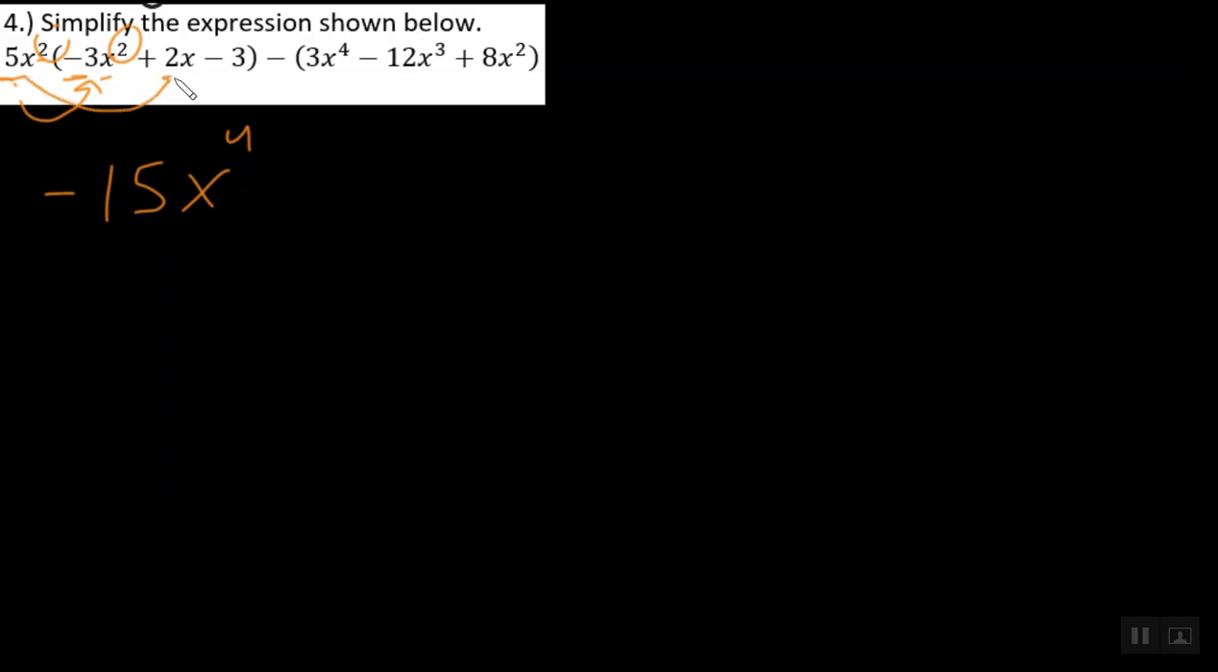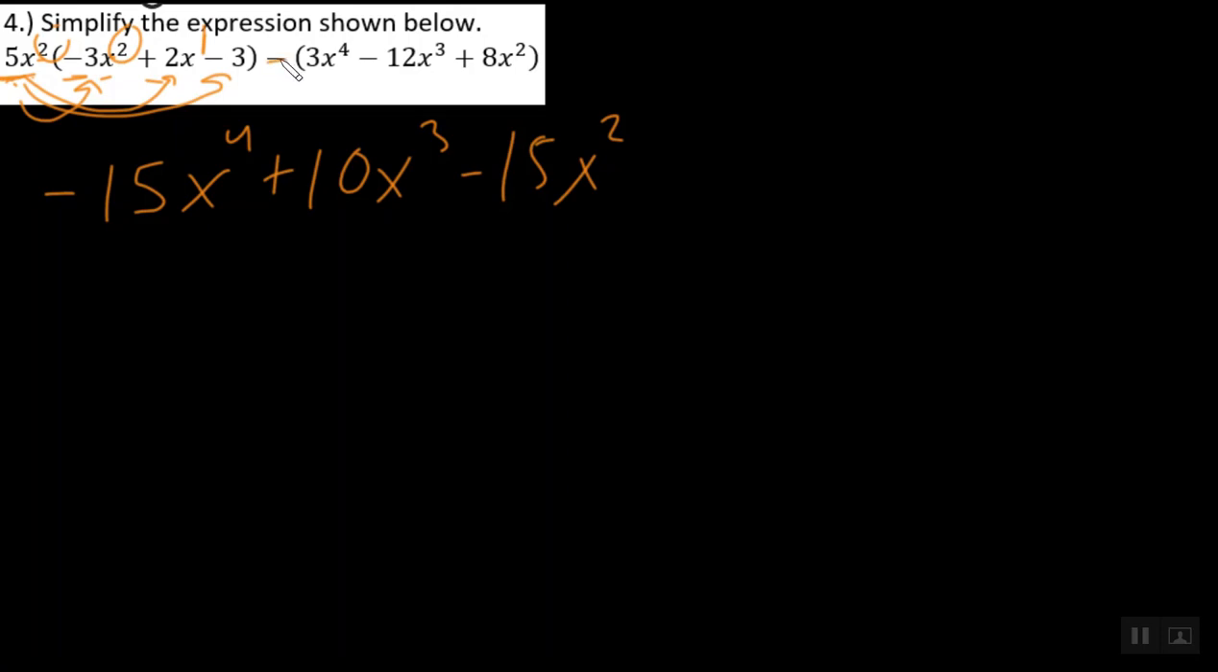Now 5x squared times 2, we have 5 times 2, which is of course 10. And x squared times x to the 1, which gives us x to the power of 3. We have 5x squared times negative 3, which will of course be negative 15x squared.